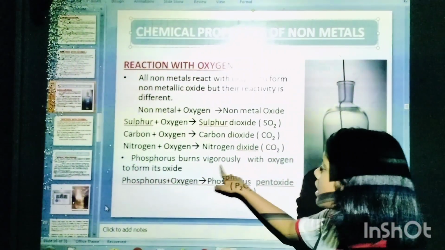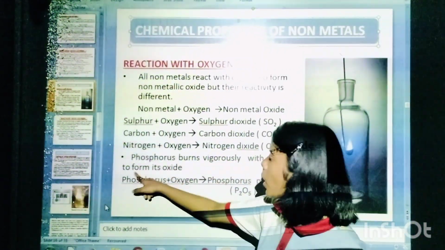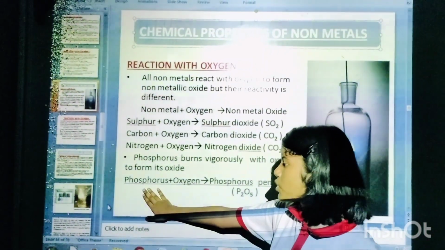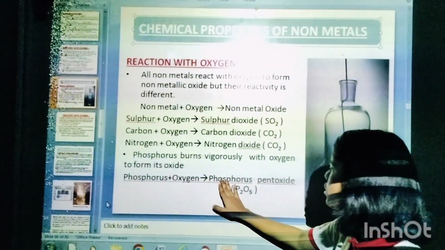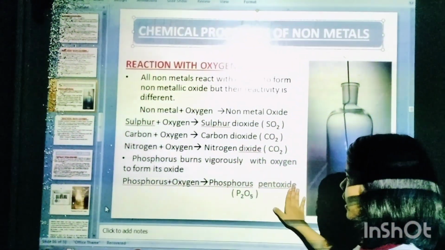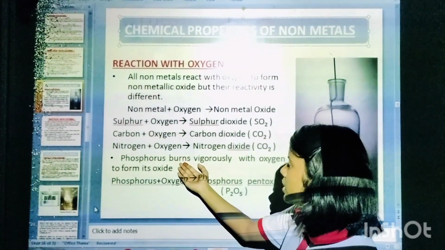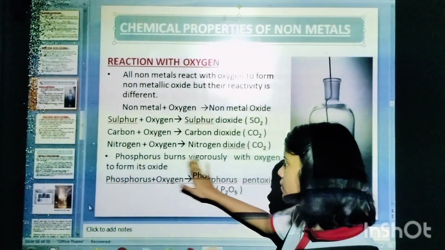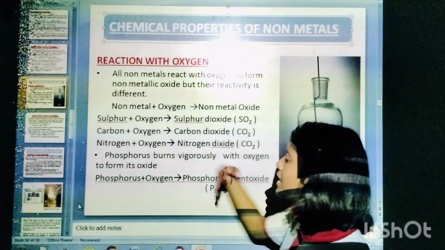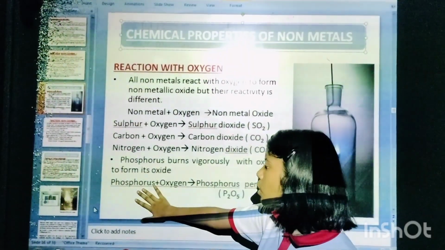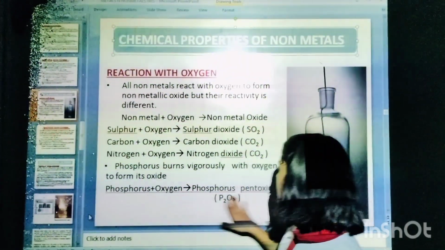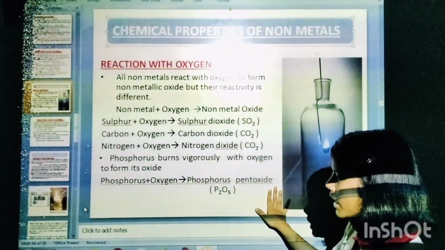Phosphorus burns vigorously with oxygen to form its oxide. For example, phosphorus plus oxygen gives phosphorus pentoxide. Only phosphorus burns vigorously to form its oxide, which is phosphorus pentoxide.